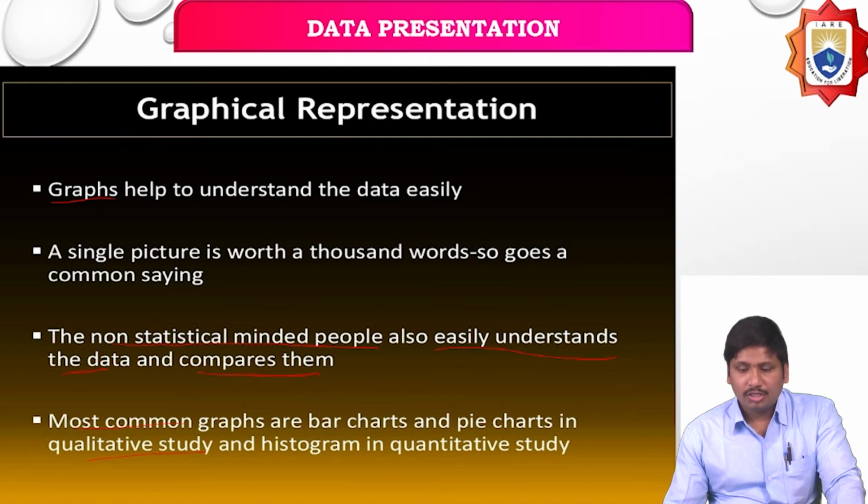There should be a single picture which can represent 1,000 words at a time, and non-statistical minded people can also easily understand what the data is and compare it very easily. Some of the most common graphs are bar charts and pie charts for qualitative data, and the histogram is the graph for representing quantitative data.